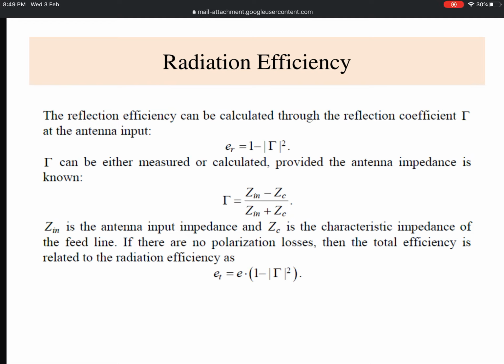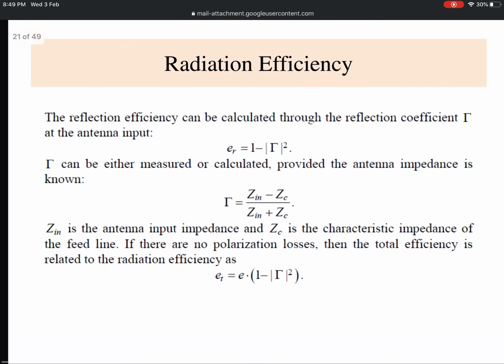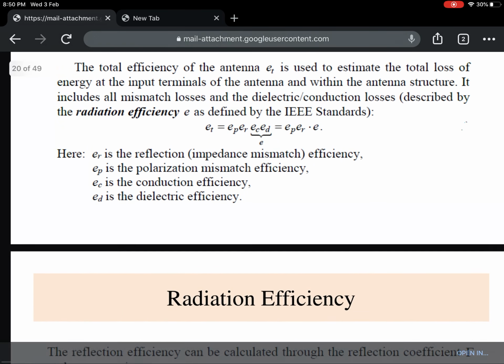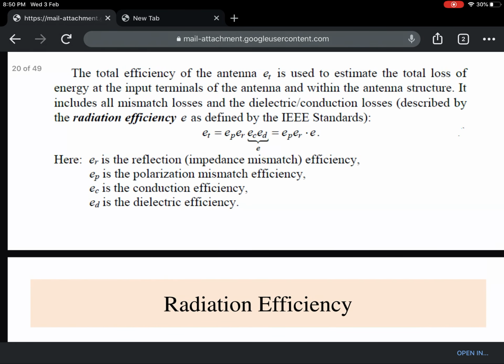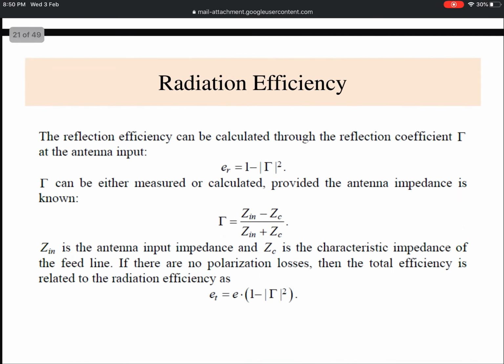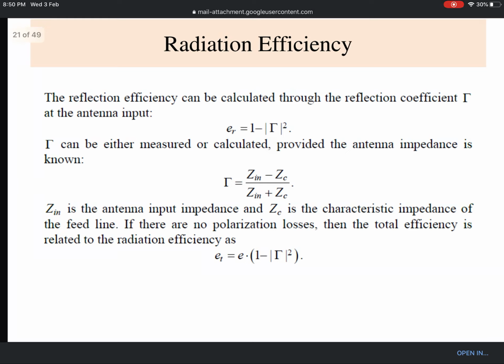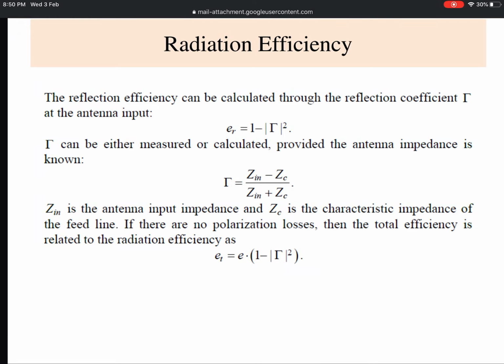So you can assume here that there is a transmission line of characteristic impedance Zc, and at the right side of the transmission line the antenna is connected. So the total efficiency e_T can be defined as e_cd times (1 minus mod tau squared). What is e_cd basically? The polarization loss I have not considered here. If there are no polarization losses, then the total efficiency can be interpreted like that, where the e_cd term is together the conductor and dielectric loss of the antenna.